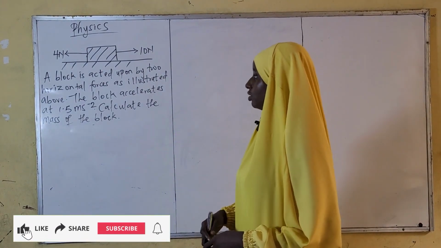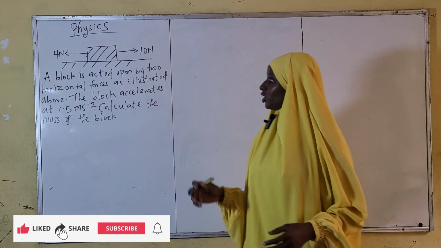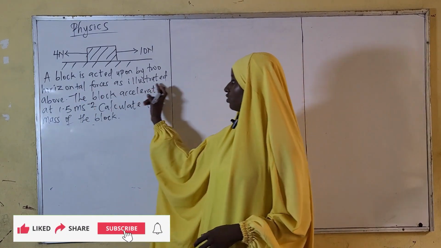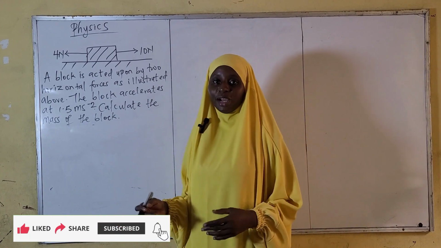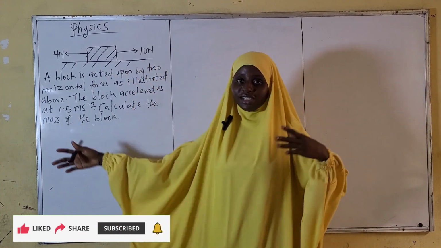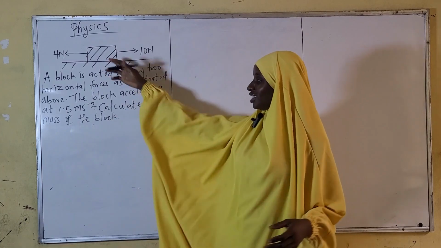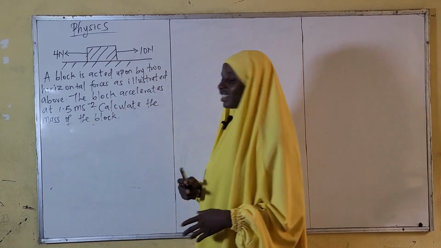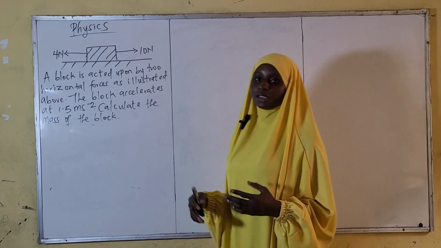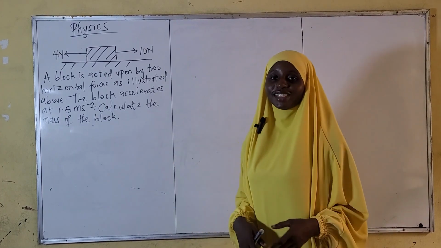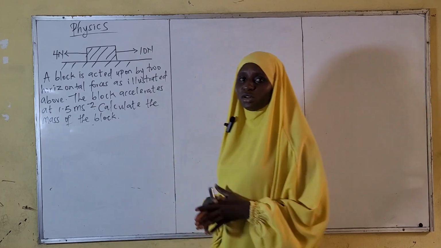So we have this question. A block is acted upon by two horizontal forces as illustrated above. You can see the block and the two forces acting upon it. The block accelerates at 1.5 meters per second squared. Calculate the mass of the block.